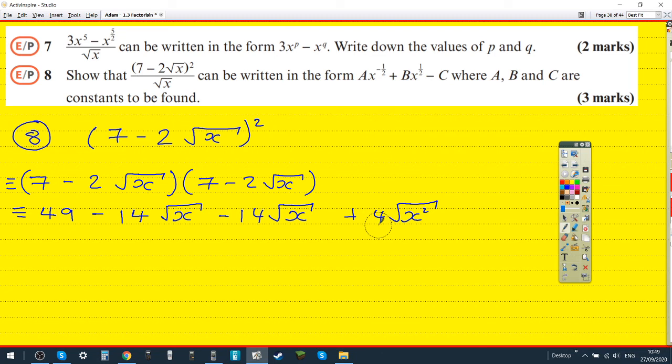Okay, can we simplify that? Should be 49 minus 28 square root x, and then plus 4 square root x squared. Do you know what the square root of x squared is? Just x. Well done.